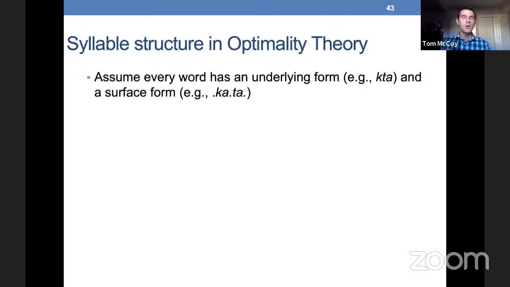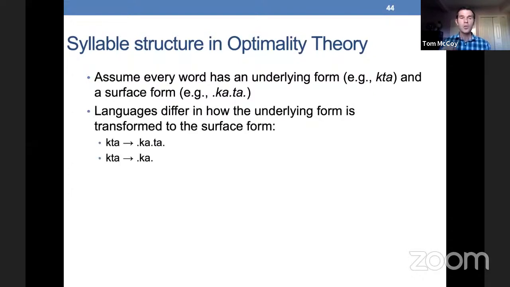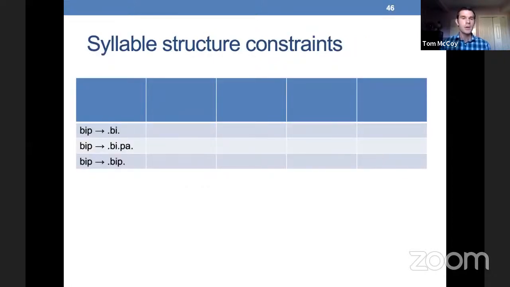In optimality theory, we assume that every word has some underlying form, which is a sequence of sounds, such as KTA, and a surface form, which is a sequence of syllables, such as ka-ta. Languages differ in how the underlying form is transformed to the surface form. For instance, one language might turn KTA into ka-ta by inserting an A, while another language might turn it into ka by deleting the T. And this mapping between the input and output is governed using 4 constraints, which I will illustrate here using 3 possible input-output pairs, where the input is always BIP, but the output could be bib, bippa, or bip.